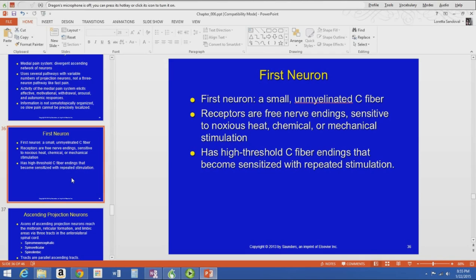So the first neuron in the pain pathway, in that slow pain pathway, is a small unmyelinated C fiber. The receptors are those free nerve endings. They're sensitive to noxious heat, meaning heat that's going to potentially cause tissue damage. Chemical signals that are going to potentially cause tissue damage, or mechanical stimulation that's going to potentially cause tissue damage. So that's the real message on those C fibers, is they are danger receptors. They are damage receptors. They're trying to tell us that we are in trouble. So naturally, we get signals from those receptors and it affects our limbic system.